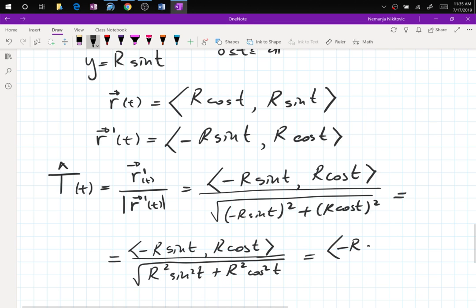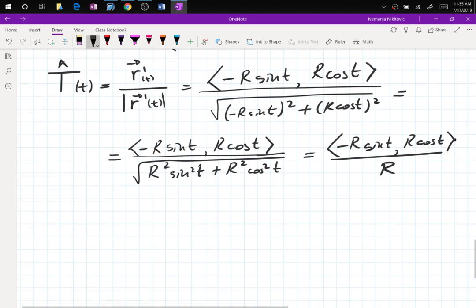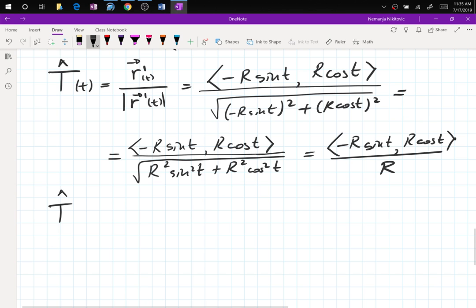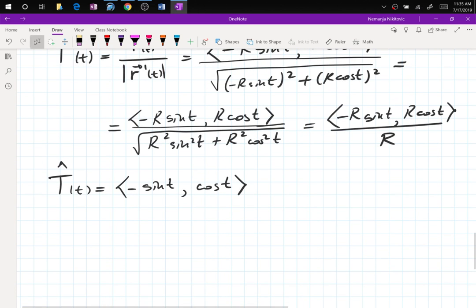So now I have minus r sine t, right? And then sine squared plus cosine squared is 1, right? I'm dividing this by r, and here is my unit tangent vector, which is simply negative sine t, positive cosine t, because the r from the bottom cancels the r's on top. So there's my unit vector. Right, that's all I need.